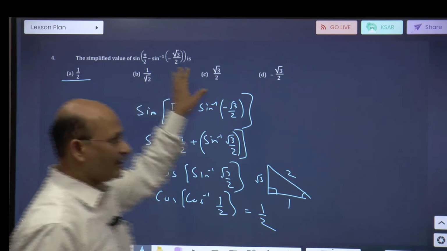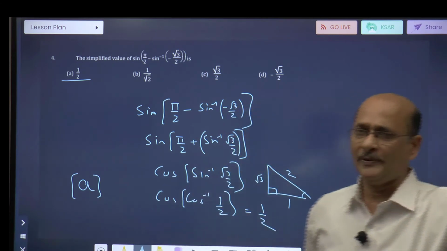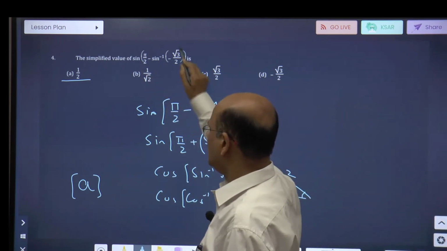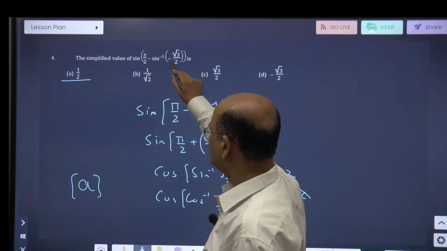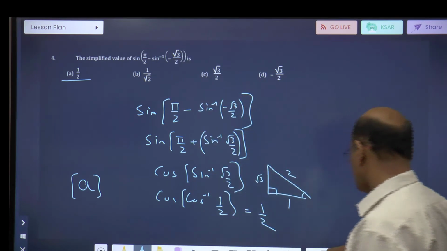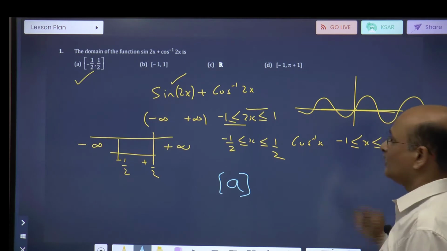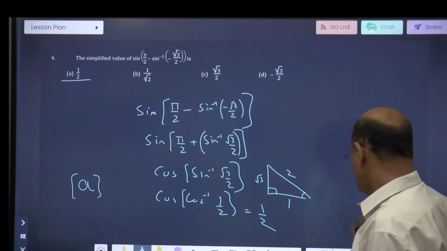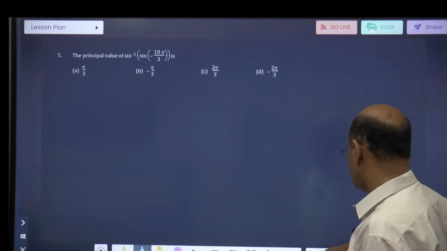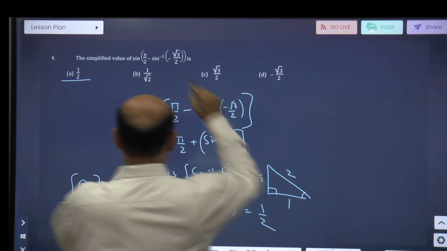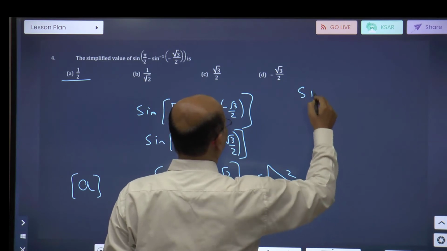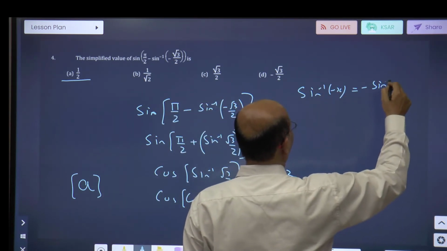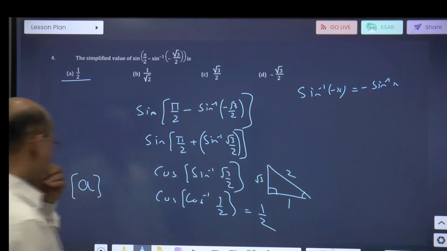So basically here we don't need any principal value knowledge, not basic foundation, nothing. It is just simple working. I had given you this sine inverse of minus. Oh, I rubbed it off. So remember those formulas which I gave you in the beginning. Now here I will just mention this so that you come to know. Sine inverse of minus x is minus sine inverse x. Keep that in mind.